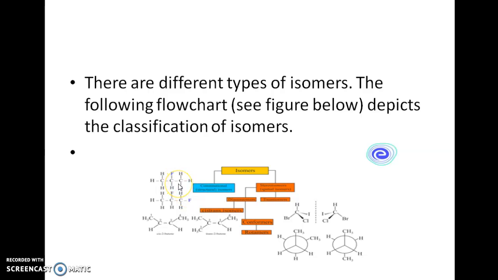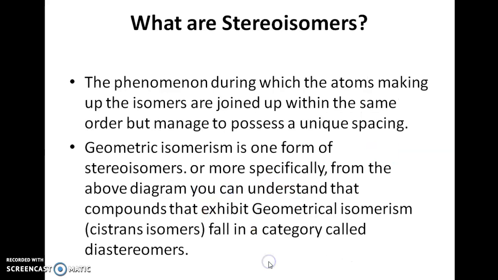Say for constitutional or structural isomers we can give this example, and for cis-trans these are the two examples which we can give, and for enantiomers this is an example, and for conformers this is an example. So like this we can give the broad classification of isomers. And let us discuss what stereoisomers are.